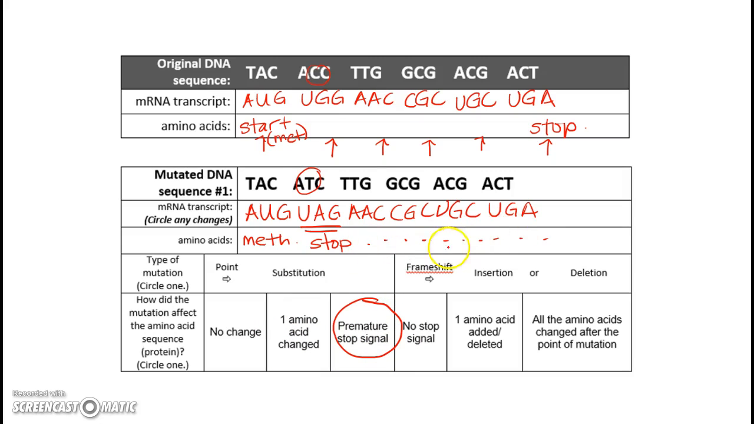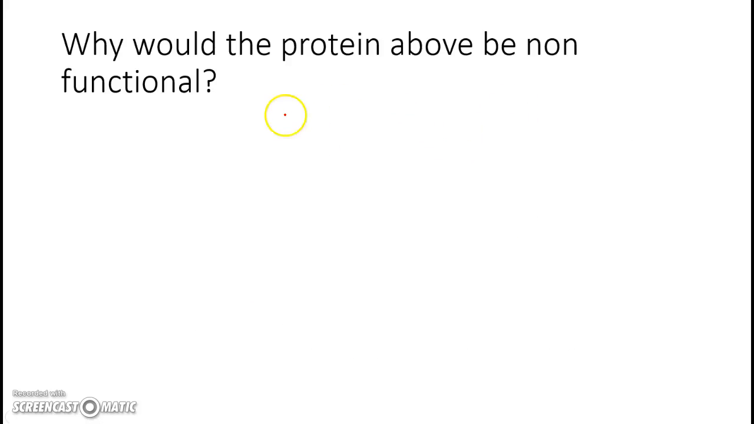So that's going to result in a far shorter protein. Okay, so we're going to circle substitution here. And why would it be non-functional? Because it's too short. Too short, and so it wouldn't take on the shape of the normal protein.